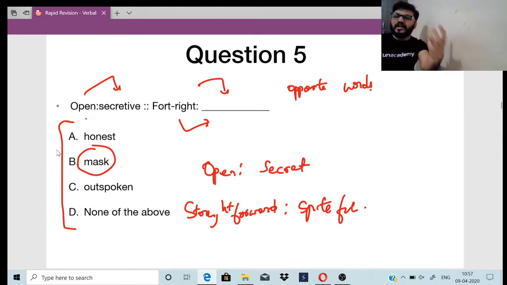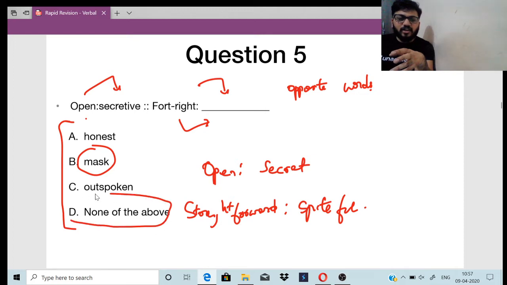You're not showing your true nature to the person. So that is called a mask. Here you are showing the nature. We have to say the opposite of nature, right? Nature ka opposite batana hai. So it is none of the above.